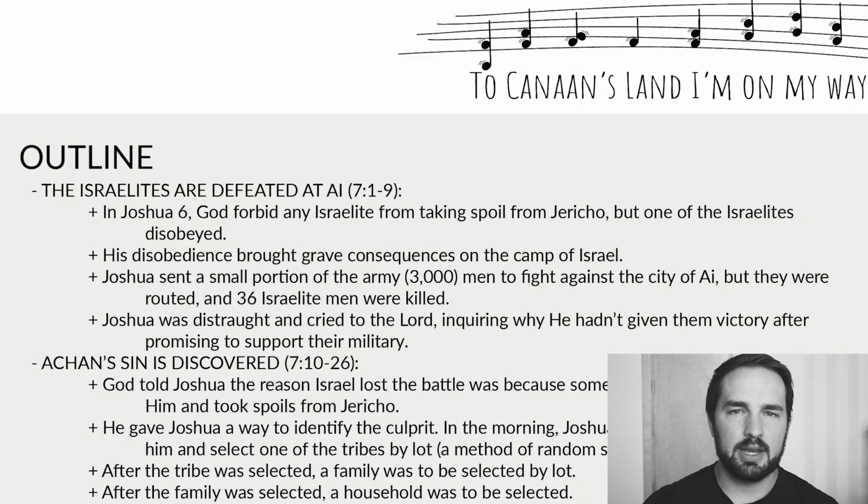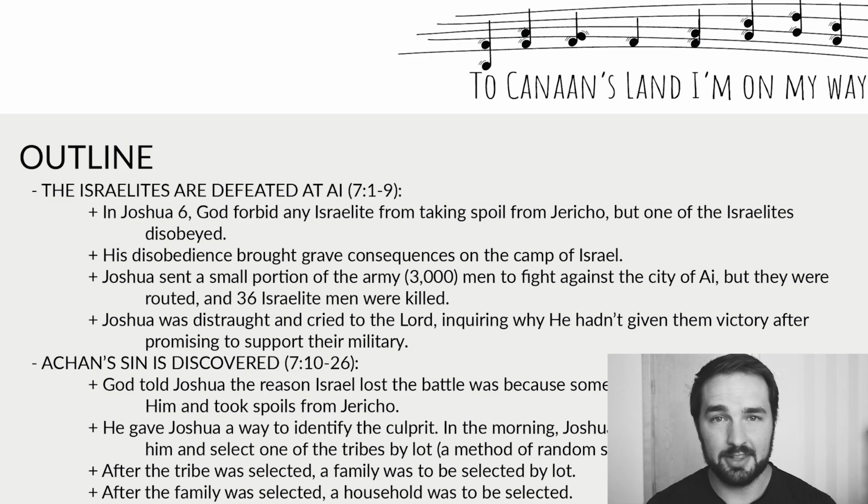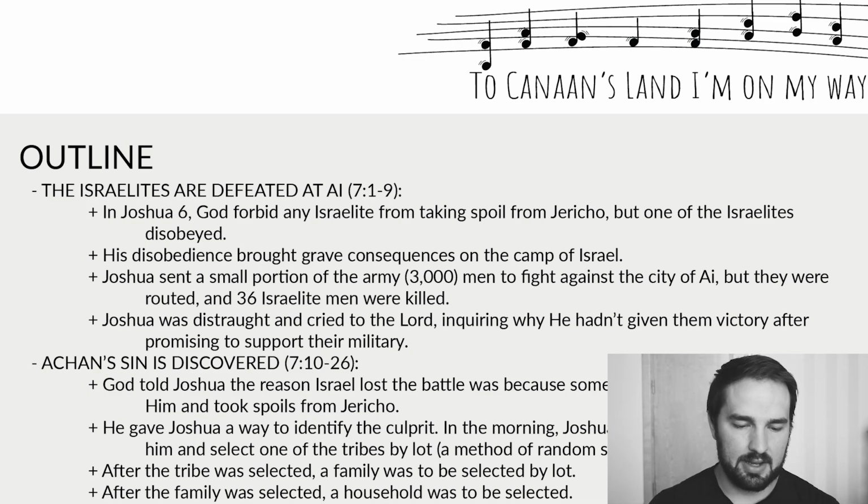Now let's jump into our outline. I've got this broken down into two sections. The Israelites have been doing a lot of winning lately, but in this chapter they're going to suffer a defeat. Verses 1 through 9, the Israelites are defeated at Ai.